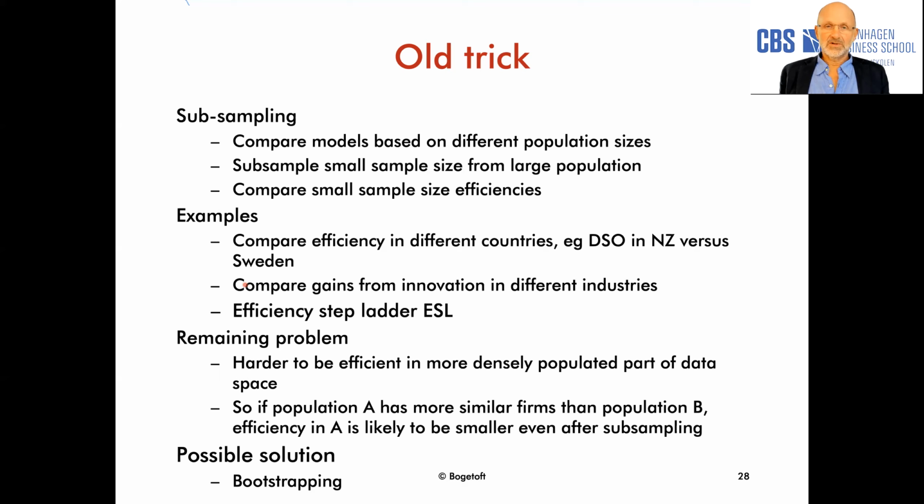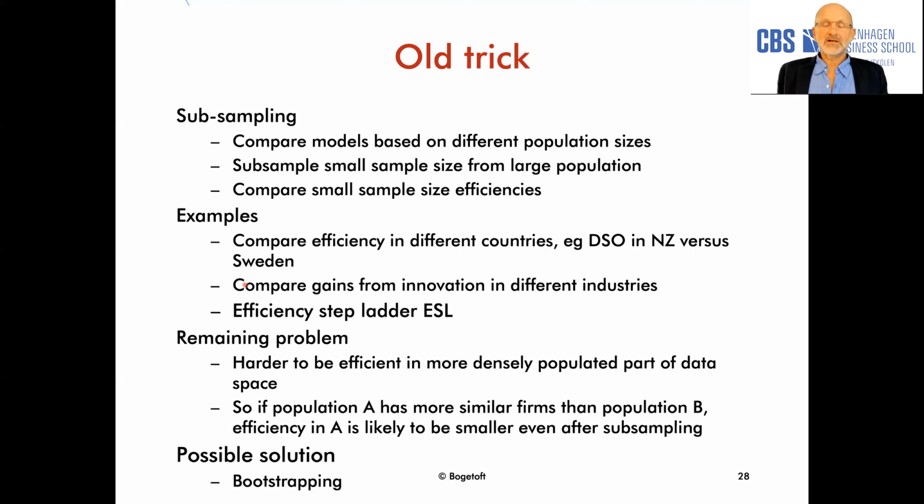And so what we do is we subsample from the big industry innovation group a number of times, so that we get results corresponding to the smaller sample size. Okay.